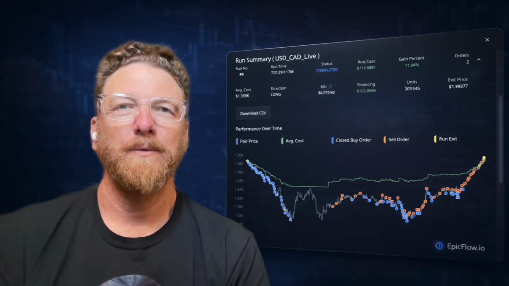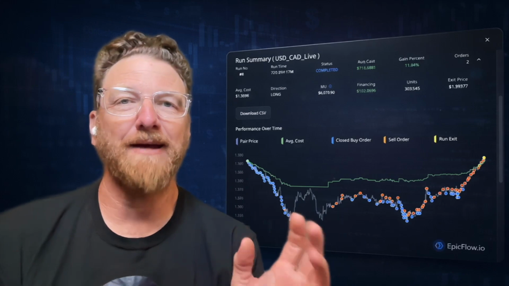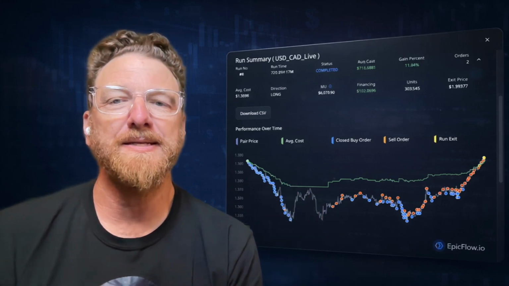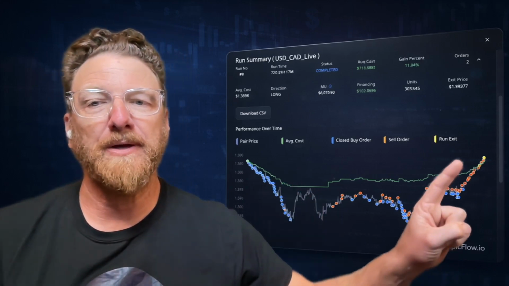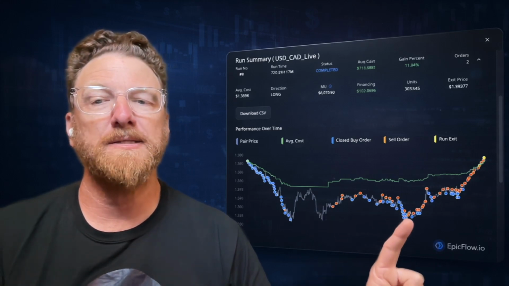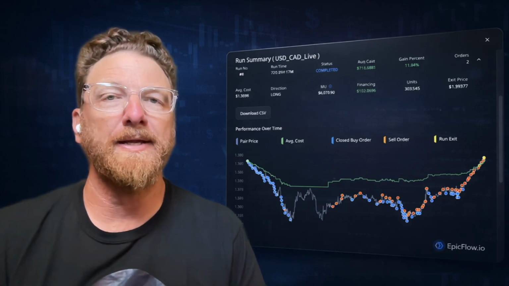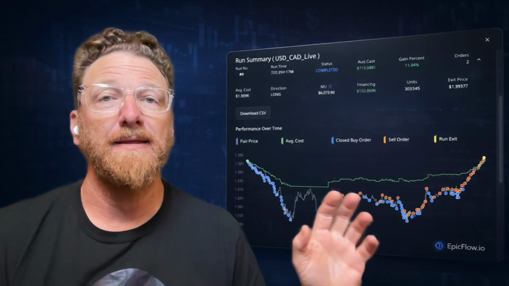Hey everyone. Well, our US dollar Canadian bot finally exited after a little over 72 days. Giant run up here at the end. But you see all these little red and blue dots? I'm going to go over the micro trading that has happened during this.